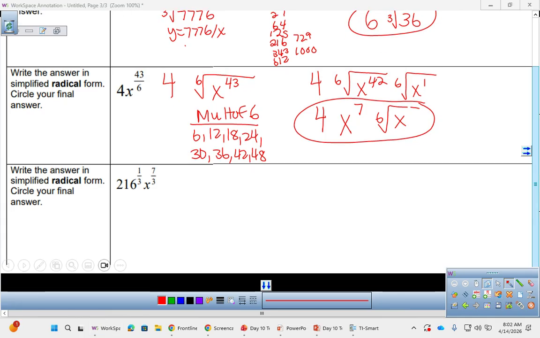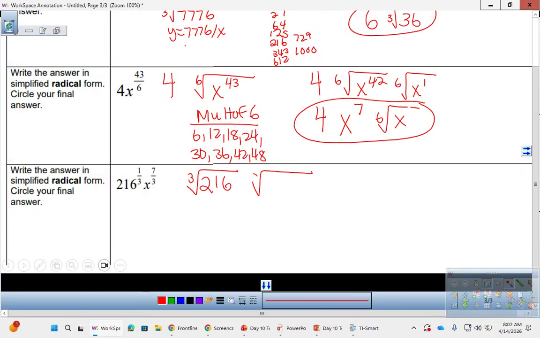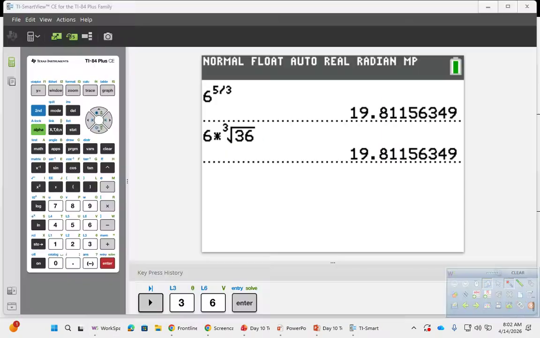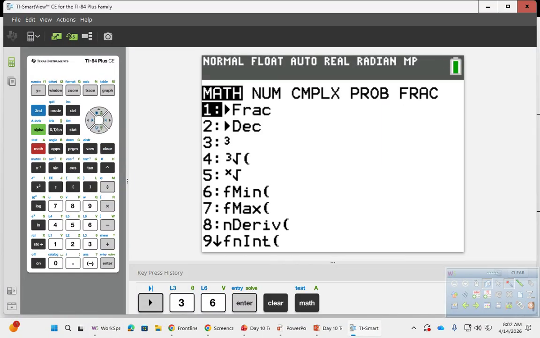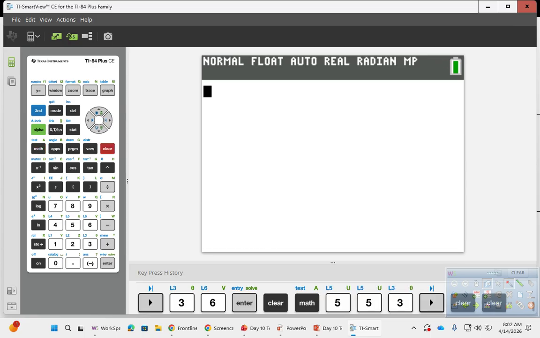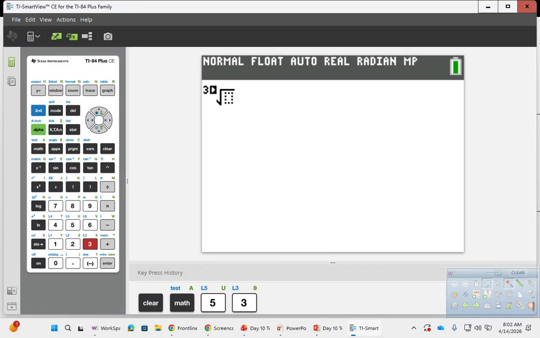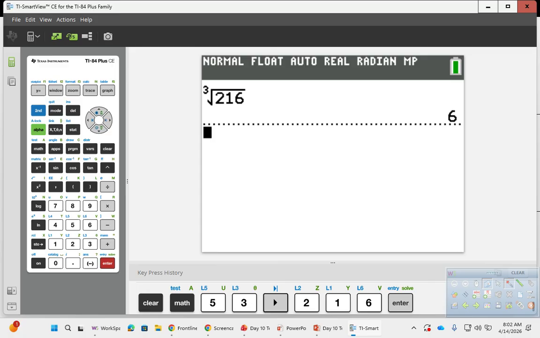Last one, write your answer in radical form, circle your final answer. So this has got a fraction, and this has got a fraction. So I'm working with two fractions here. The 3rd root of 216 and the 3rd root of x to the 7th. Now this is a regular number, so I'm going to math 5 it and see what happens. I believe this is perfect because we just used it. Yep, so it's 6.